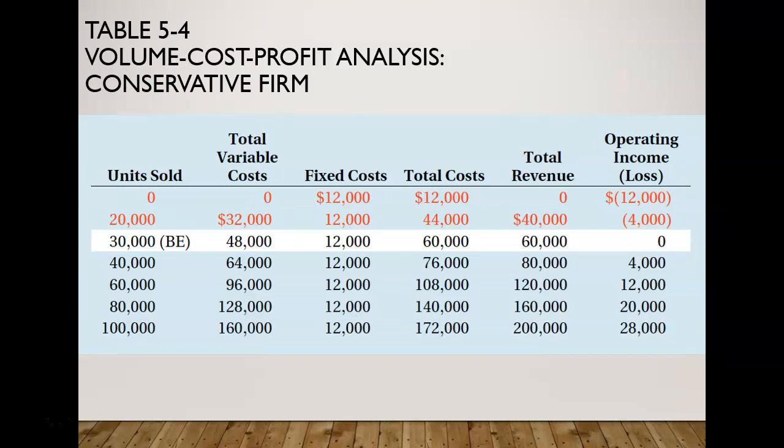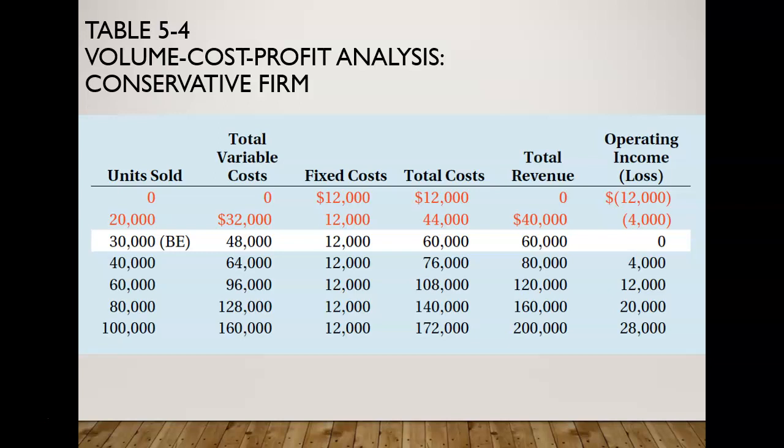Here is the table, as per the previous table for the less conservative firm. We can see in the situation of a more conservative firm that at 0 units, fixed cost would be $12,000, so total cost would be $12,000, and the loss of that firm would be only $12,000. At $20,000, the firm's variable cost would be $32,000, and fixed cost of 12, so total cost would be 44. The firm would only be losing $4,000.